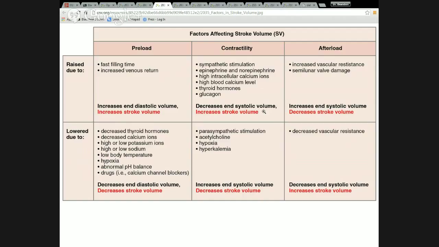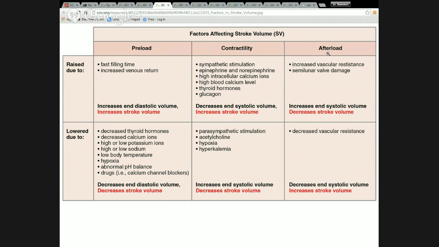So by lowering ESV, we also get a greater difference between the two volumes, and that's going to increase stroke volume. We saw with the connection to the sympathetic system that those two are under control of those. There are some hormones that play a role in contractility also. But primarily when we're affecting stroke volume, controlling cardiac output, it's preload and contractility that we have control over.